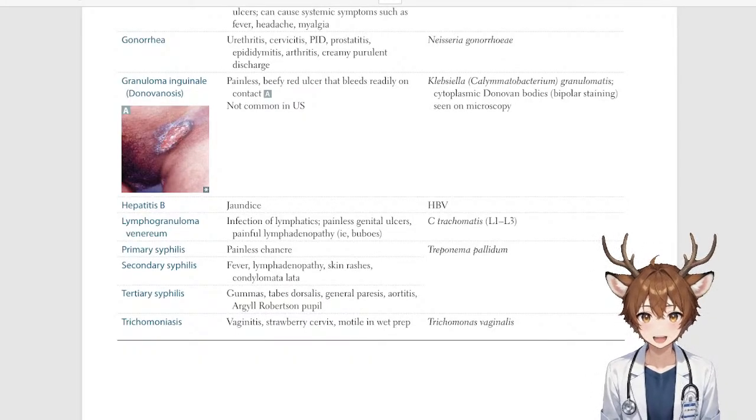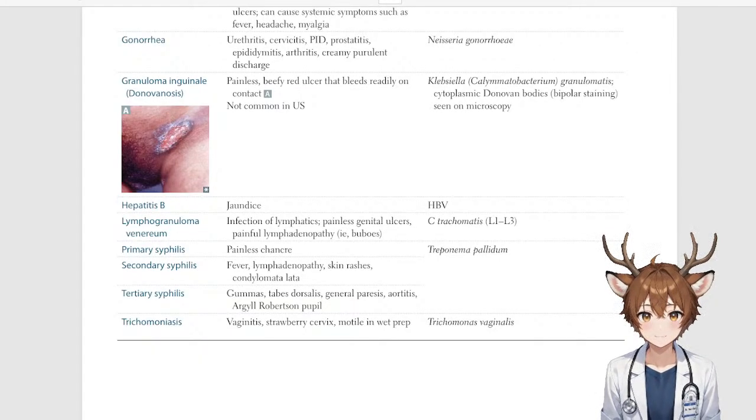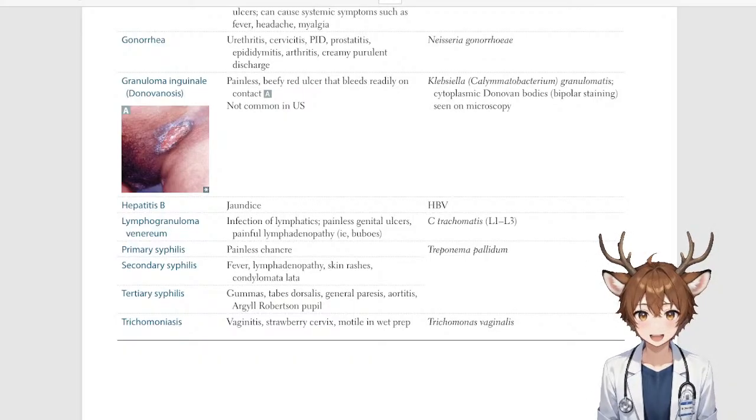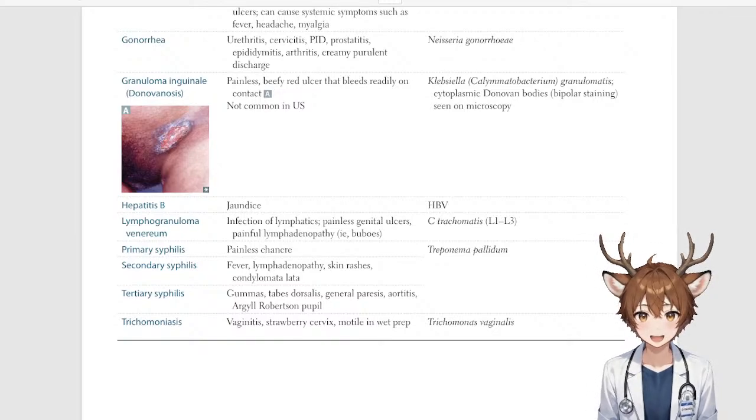What about secondary syphilis? Secondary syphilis: fever, diffuse lymphadenopathy, generalized rash, condylomata lata. What about tertiary syphilis? Tertiary syphilis: gummas, tabes dorsalis, general paresis, aortitis, and Argyll-Robertson pupil.